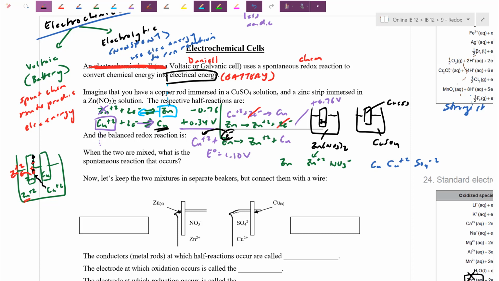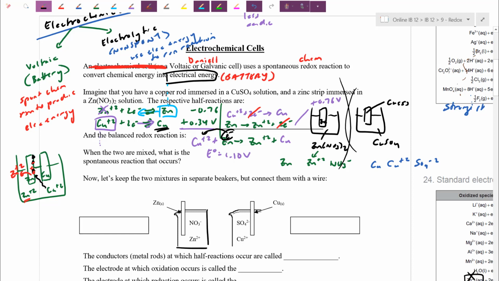So what we're going to do here, kind of cleverly, as I sort of alluded to on the right-hand side, is set this up in two separate containers. We're going to have half of the reaction occur on one side, the other half on the other side. It's the same spontaneous reaction, identical, generating a positive 1.10 volts, but we're going to force the electrons to travel through a wire, and that's where we're able to tap off the electrical energy.